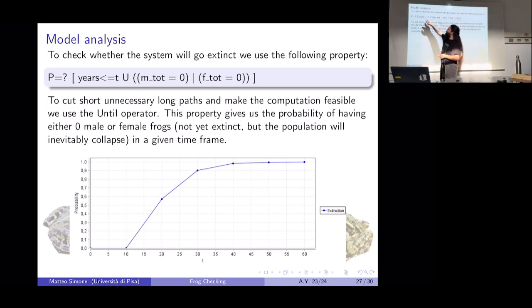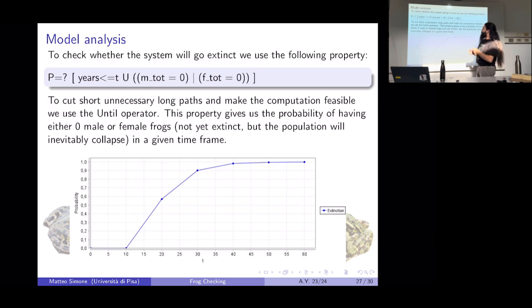unnecessary long paths. We do not care if we're checking whether this is true for 10 years. We do not care if the simulation goes on over 10 years. We just cut that path and say, yeah, no, it doesn't go extinct in 10 years, trust me. So we can see from this property that in 50 years the probability is roughly 1. So they go extinct in roughly 50 years, while in 30 years they are at 0.9 probability of extinction, so it does not bode well.